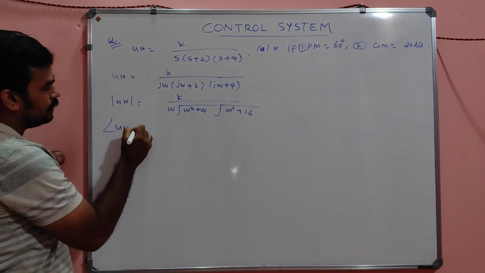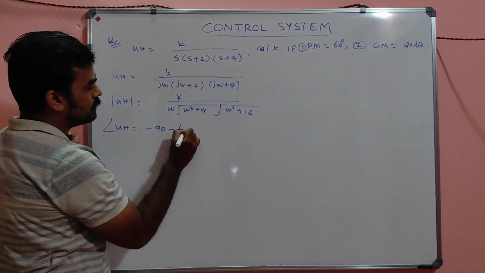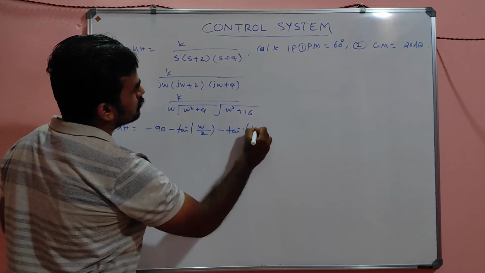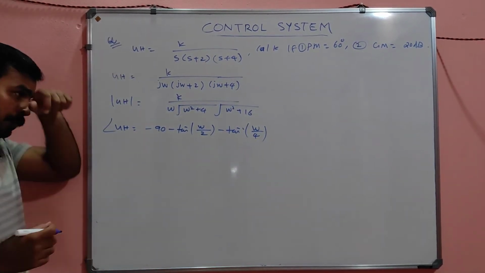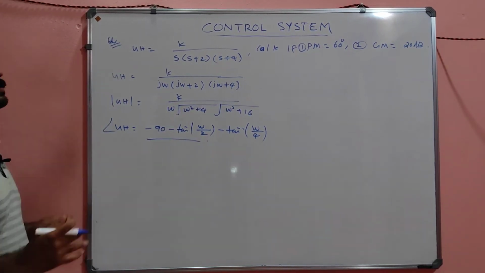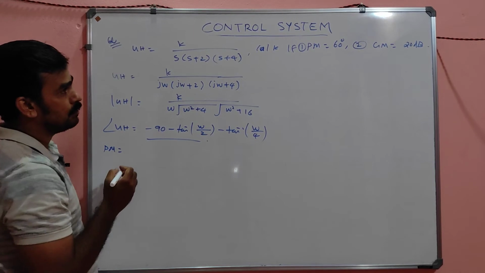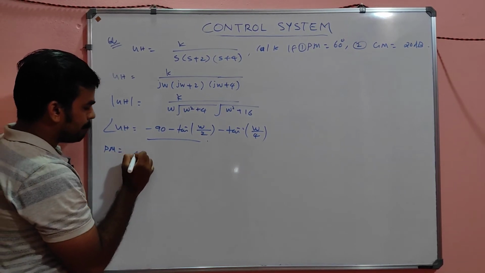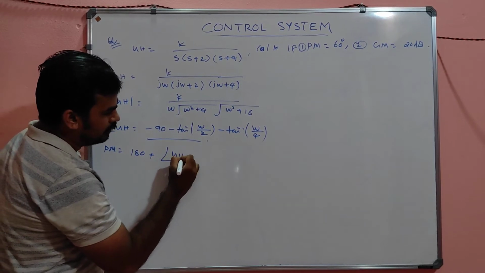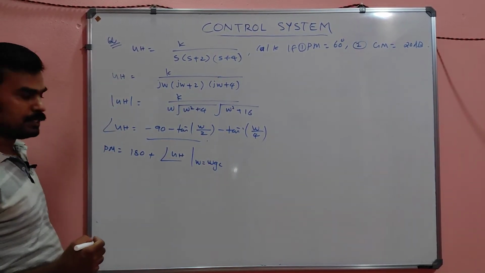What is angle GH, my dear? Angle GH is nothing but, K will not be there, minus 90 minus tan inverse omega by 2 minus tan inverse omega by 4. So you have got the magnitude as well as the angle. What is the equation for phase margin, my dear? Phase margin is nothing but 180 plus angle of GH at omega equal to omega GC. That is the equation for phase margin.